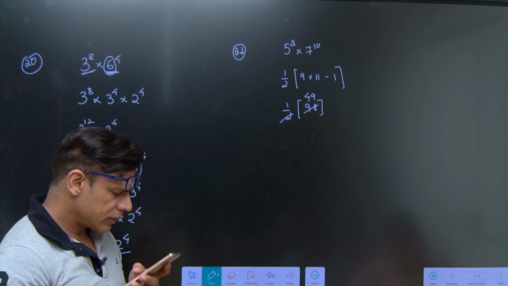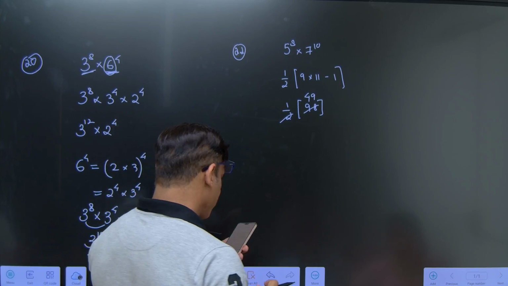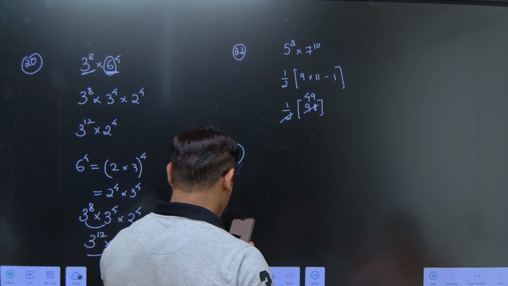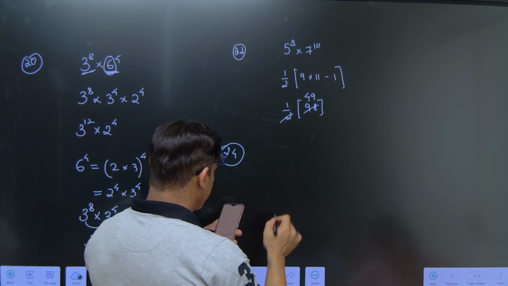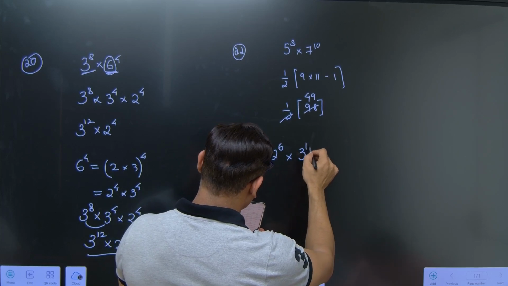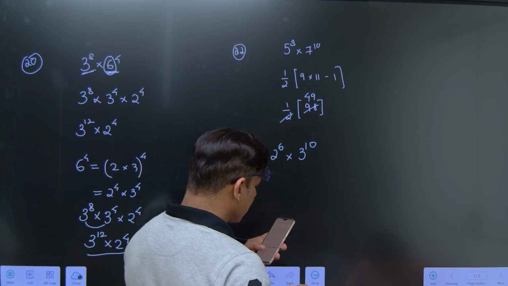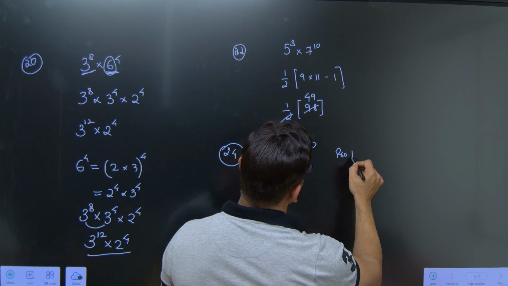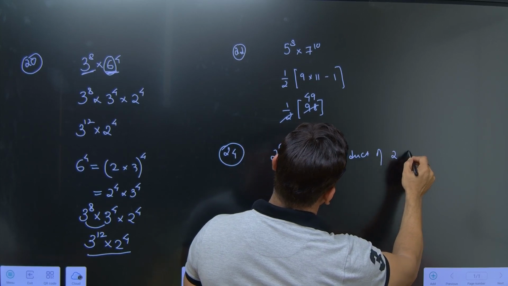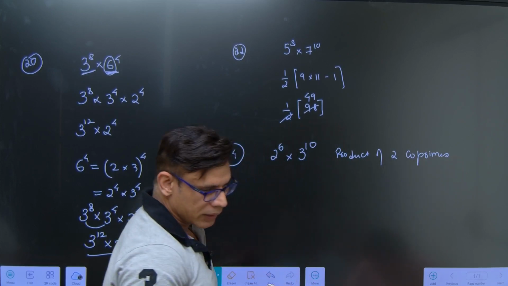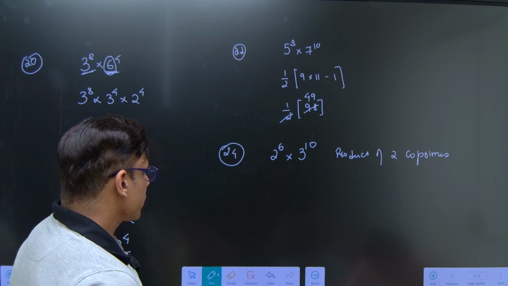Next question is 23rd is easy, 24th, yes, look at question number 24th. So in 24th, what is given? Find the number of ways in which 2 raised to the power 6 into 3 raised to the power 10 can be written as a product of two coprimes, right? Product of two coprime.